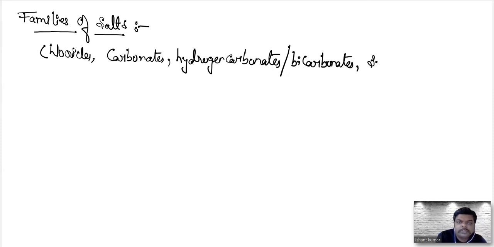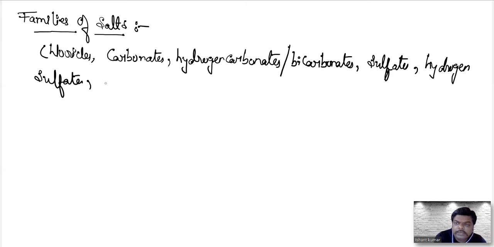then sulfates, hydrogen sulfates, nitrates, and many more. So here the salts are being classified on the basis of the components which they contain.